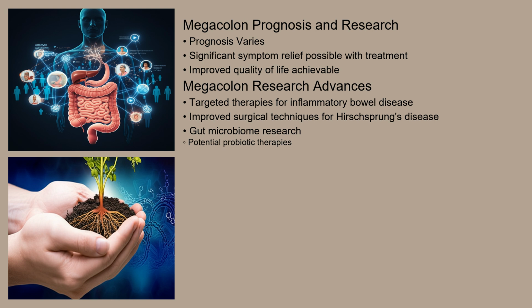The prognosis for megacolon varies greatly depending on the underlying cause and the severity of the condition. In many cases, with appropriate treatment and management, patients can achieve significant symptom relief and improved quality of life. Recent research is focusing on developing more targeted therapies for inflammatory bowel disease and improving surgical techniques for Hirschsprung's disease. Scientists are also exploring the role of the gut microbiome in megacolon and investigating potential probiotic therapies to improve colon function. These advances offer hope for even better outcomes for individuals living with megacolon in the future.